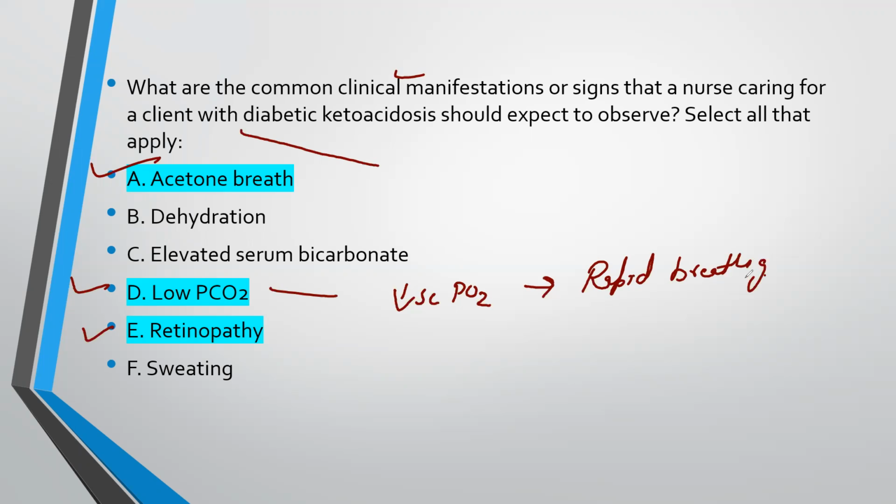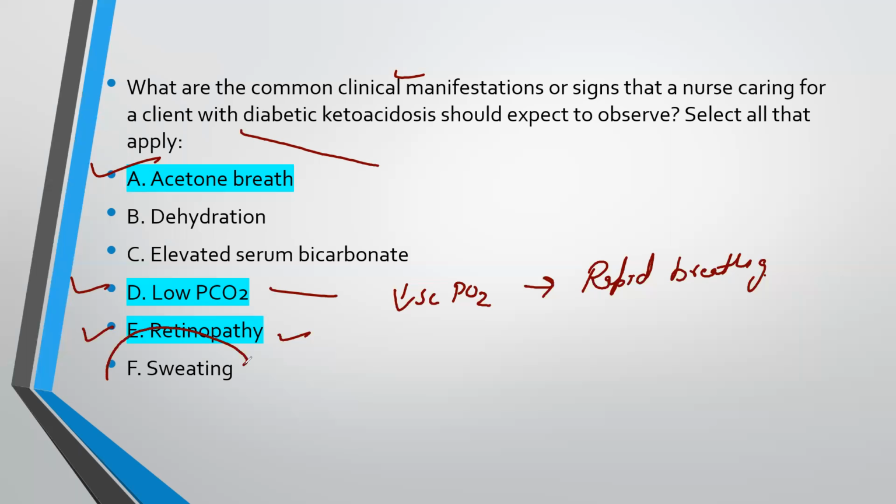Rapid or irregular breathing occurs, then our lungs try to compensate for the condition and our partial carbon dioxide level will fall down. Retinopathy, I have explained to you, is due to the long-term effect of diabetes mellitus or insufficient insulin production in the body. So these are the main symptoms.